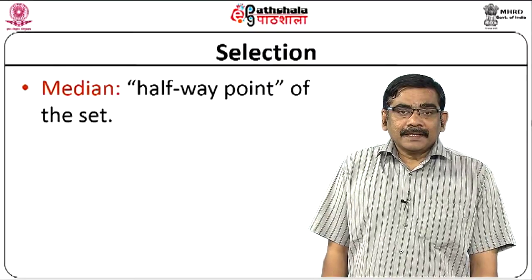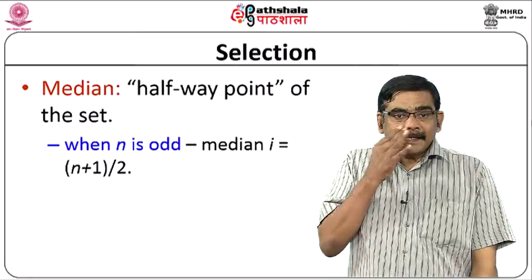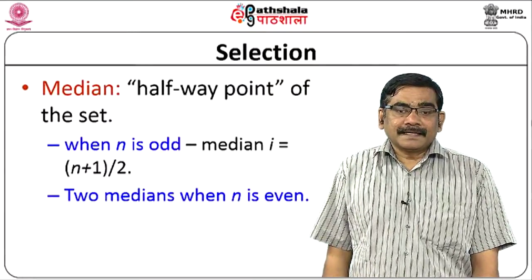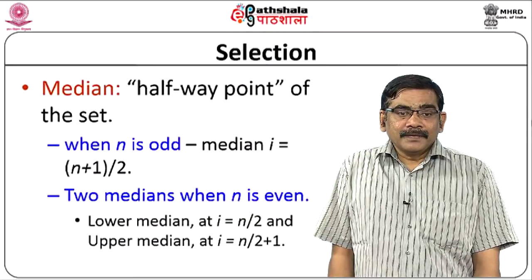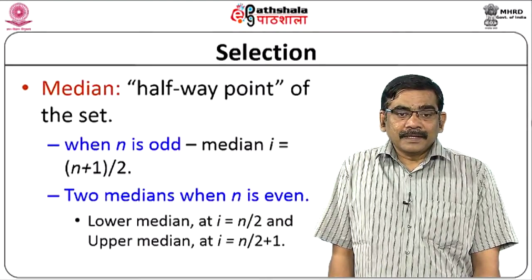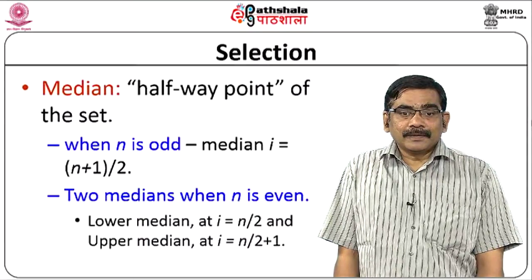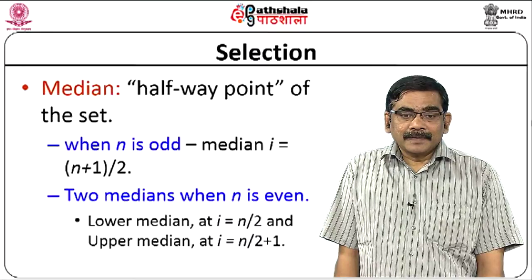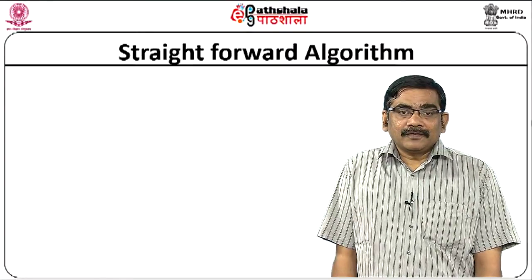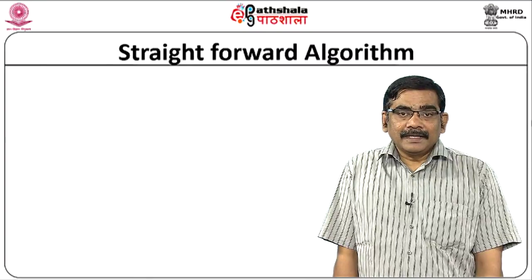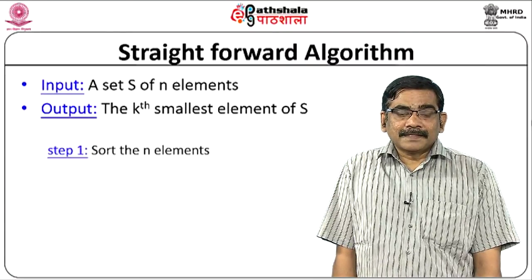So, we will take the primary problem of finding the median. The median is the halfway point of the given set. If n is odd, then the median is at position (n plus 1) by 2. Otherwise, we will have two center elements, that means the lower median is at i equal to n by 2 and the upper median is at n by 2 plus 1. By convention, median always refers to the lower median only. Therefore, we always return the lower median as the median of the given list. This is for consistency purposes.